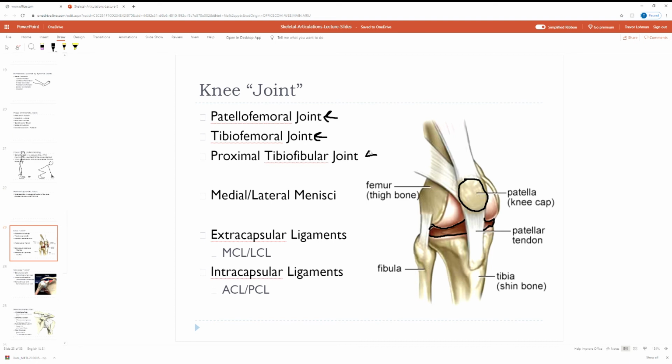And then we have the proximal Tib-Fib joint. Right here, you have a proximal and a distal Tib-Fib joint. It doesn't partake much in the motion that occurs here. There's not much movement. There is some, but there's not much movement occurring here.